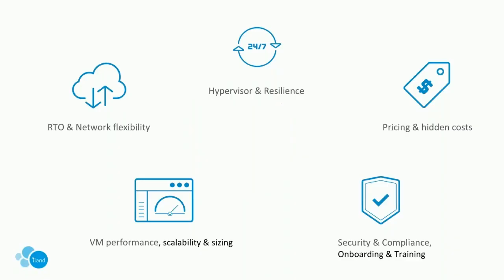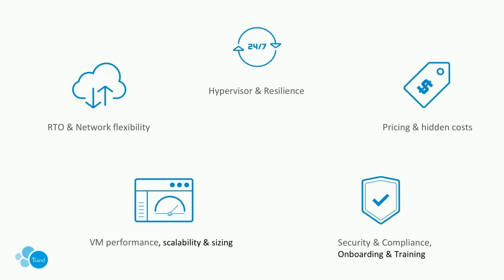So when we came up with the idea for this webinar looking at Hyperscale versus VMware clouds, we really wanted to focus down on a number of areas where we often get questions from customers about the differences between what we offer as a VMware powered cloud and what a lot of the larger Hyperscale providers offer. So we've broken those down into 5 sections: Hypervisor and resilience, pricing and hidden costs, security, compliance, onboarding and training, VM performance, scalability and sizing, and RTOs and network flexibility.